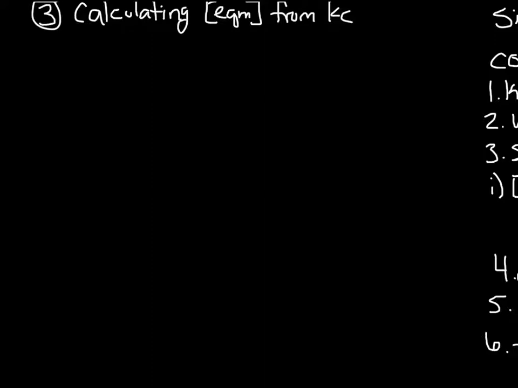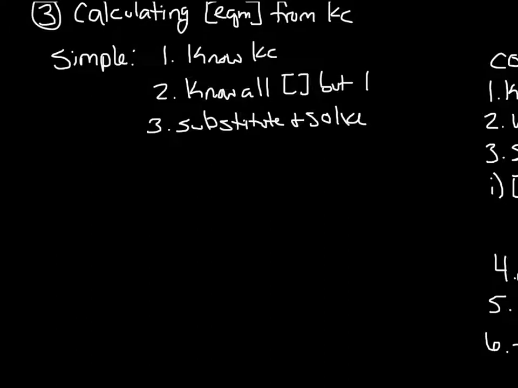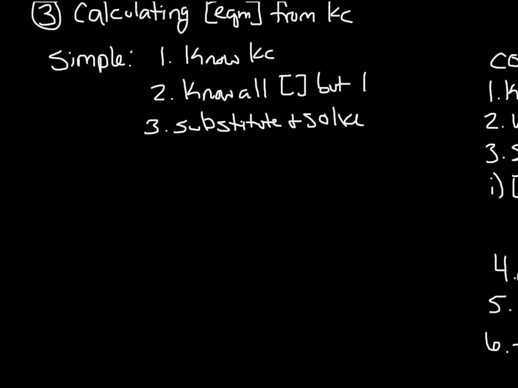The third calculation which you could perform is calculating the concentration at equilibrium when you're given the Kc value. All right. We have two different types. We have simple and we have complex. Looking at simple first: if you know your Kc value and you know all your concentrations but one of them, you can substitute and solve. And so essentially you're solving for x.